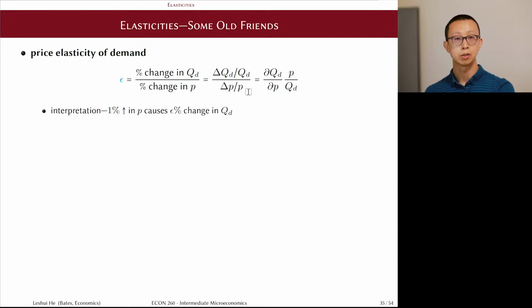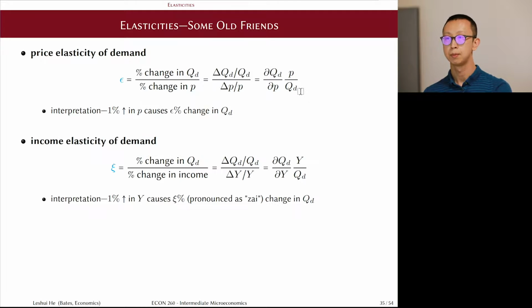But our operational definition from the previous slide is in fact that we can calculate this by using derivatives. It is just a derivative of the demand function with respect to price multiplied by the ratio of price to quantity demanded. And the interpretation is exactly the percentage response kind of definition we had.